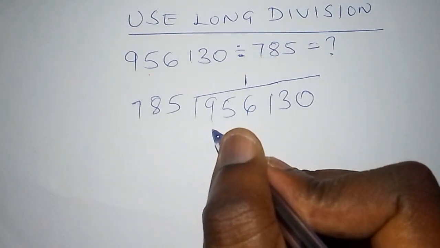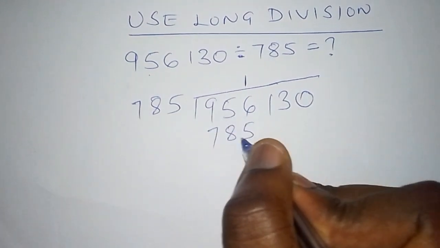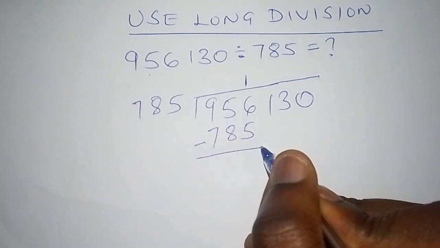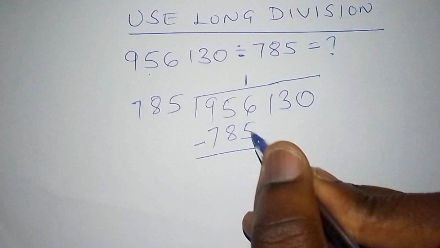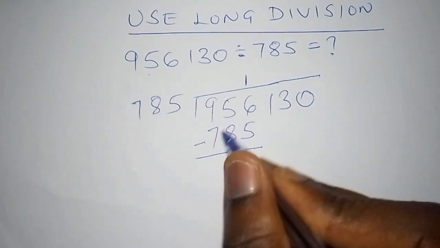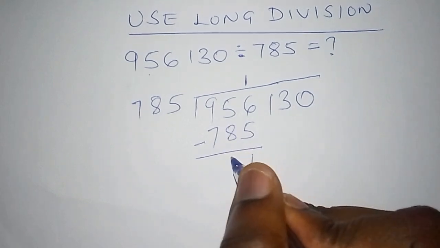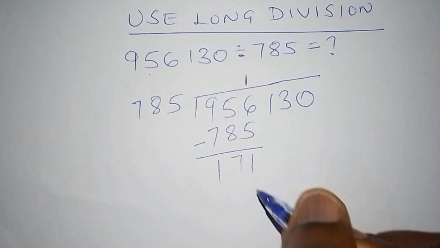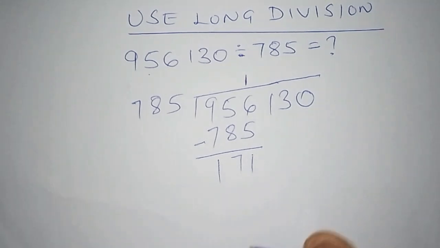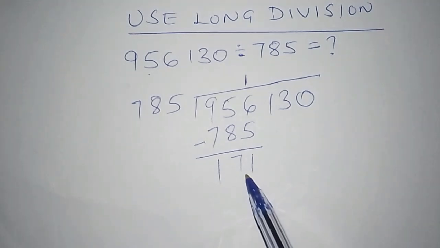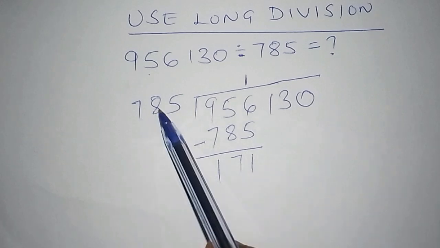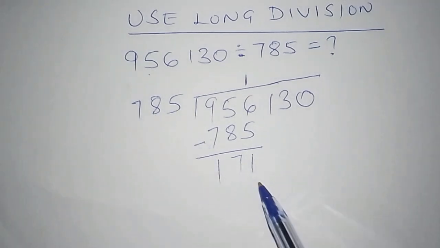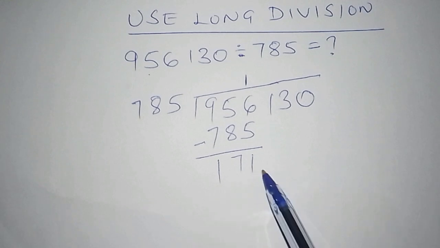So now we shall have 785 there. Then from there we subtract to get the difference. When you have the difference here, 6 minus 5 is 1. Here we borrowed, so here shall be 7. Then here now shall be 1. After reaching this far, we still realize that 171 is less than 785, and we want a bigger number that is more than 171.